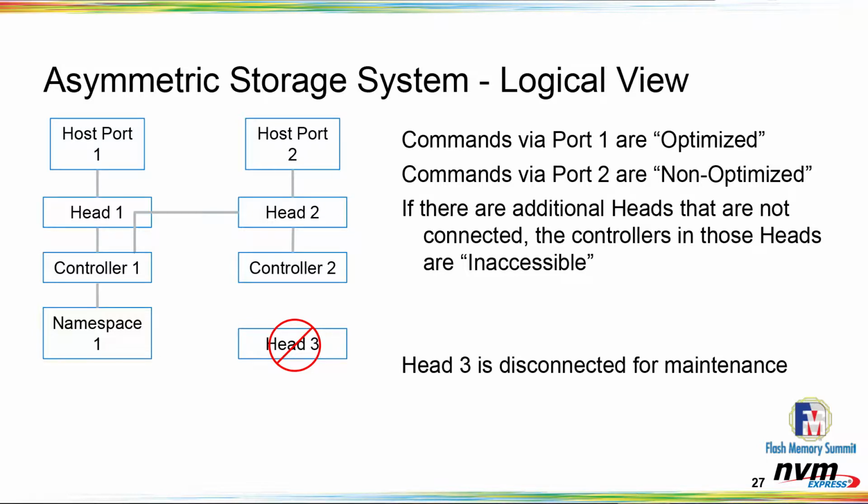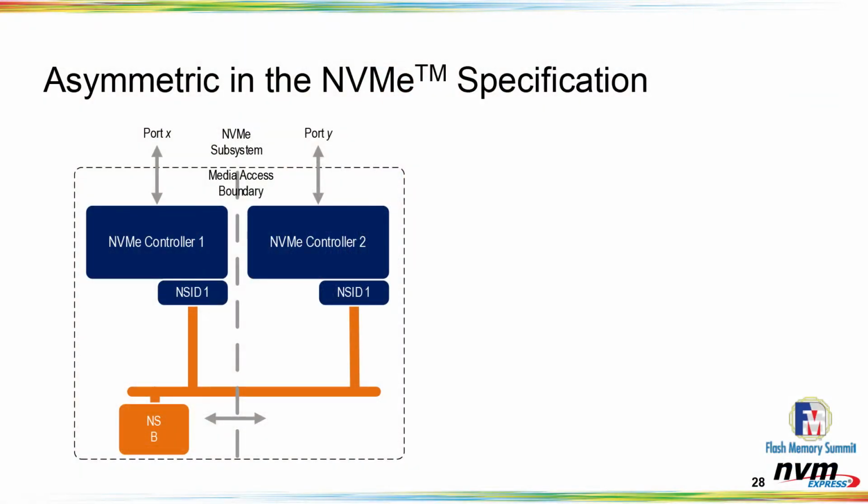Or in the case of paths which are inaccessible, you may have a third or a fourth or a fifth head which are simply not connected. In this case, head number 3 is down for maintenance. So it's going to have inaccessible paths to that data that's on namespace 1. If you look in the specification, you'll see pictures that look like this, where we see the two controllers, we see the multiple ports, the same namespace, but the data for that namespace resides on non-volatile memory that is associated with one side or the other. And so these kinds of pictures are trying to show that capability.